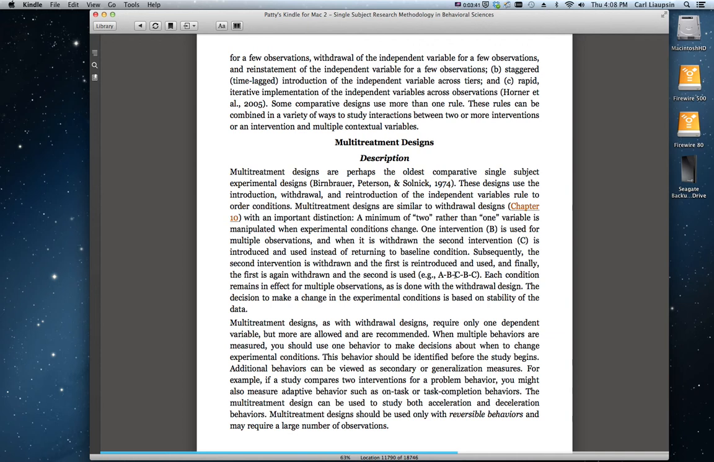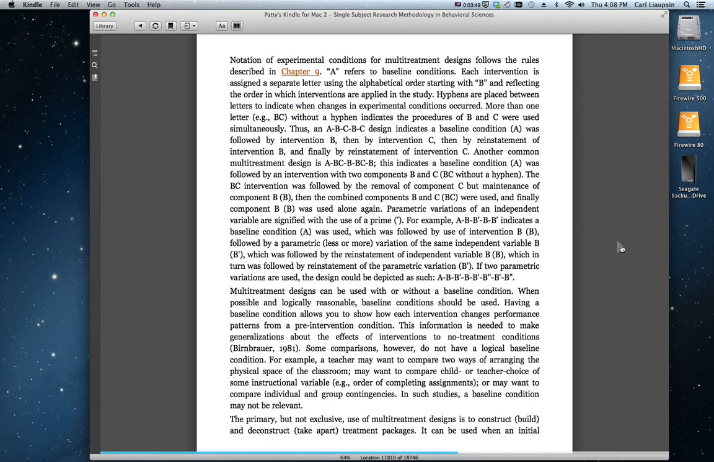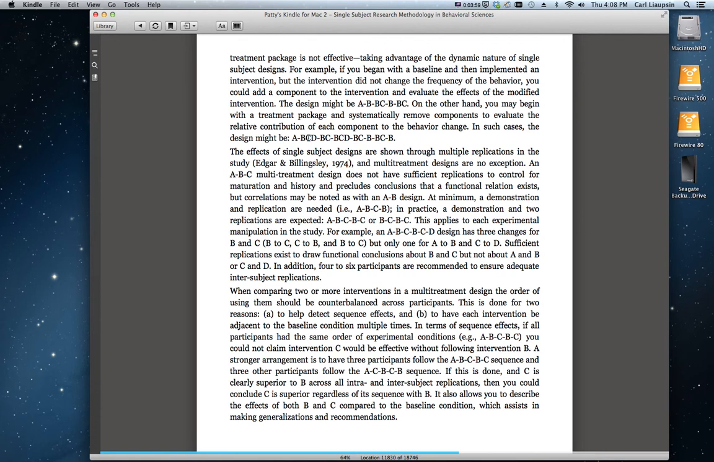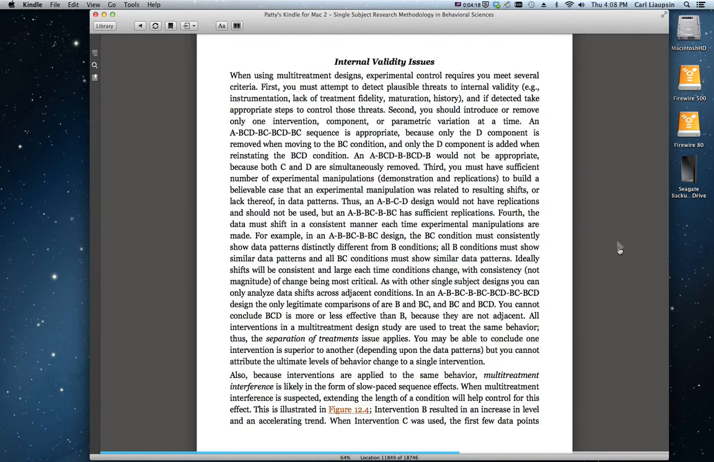In some ways that helps deal with carryover and interference. They describe that in fair detail here. It gets a little confusing, but that's what they're talking about. You can see the design they've described here: an A, BCD, BC, BCD, BC, B, BC, B design. That's not a quick design. That's a long, long study. So this multi-treatment design is not fast.